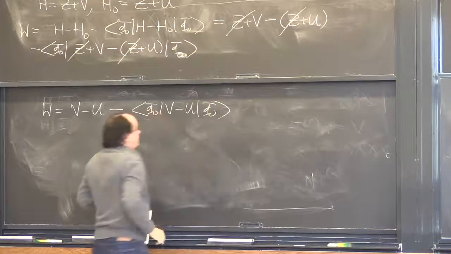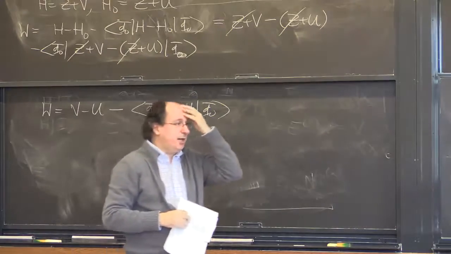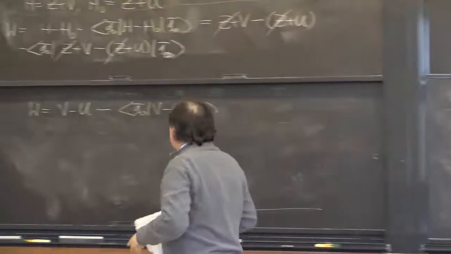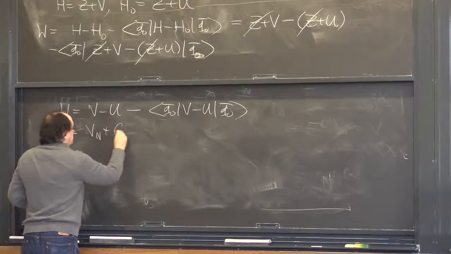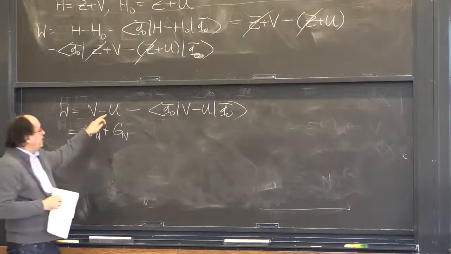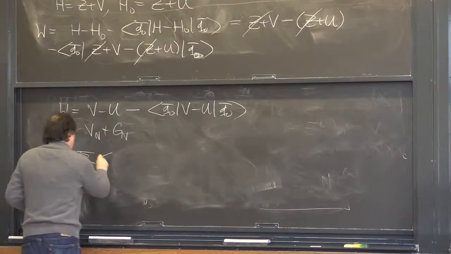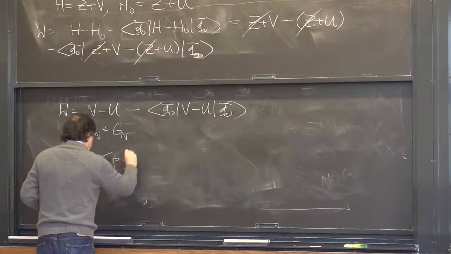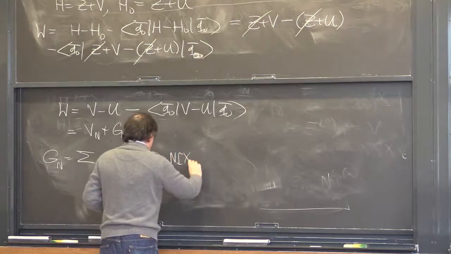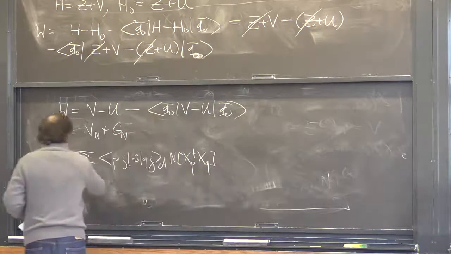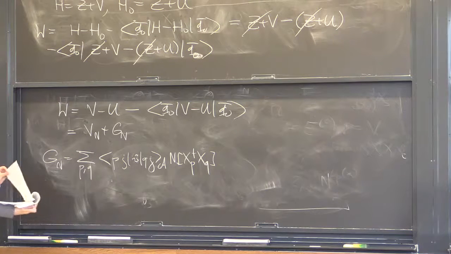Well, let's try to understand this. Remember, V is a two-body operator. A two-body operator can be written as VN, the normal product form of it, plus GN, plus an expectation value of it. So if you subtract the expectation value of V from V, then you end up with VN plus GN. That's because V is two-body, so it has the GN part. And maybe I'll remind you, GN is defined as a summation over p, q of the antisymmetrized matrix element times the normal product of X p dagger X q. That's our G operator, that is that part of Hartree-Fock theory, as we discussed before.